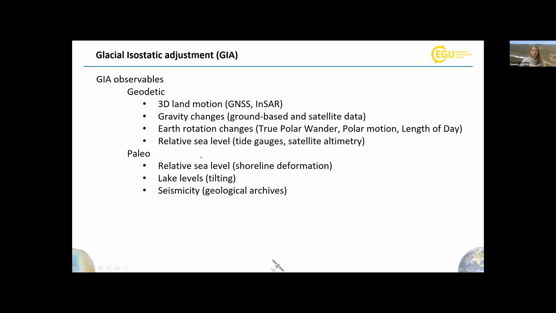In addition to this, we also have paleo observations, more geological observations. Again, relative sea level, where we observe the shoreline deformation, lake level tilting, and seismicity that we have seen in the past. I don't want to focus on these. I want to focus now on the geodetic observables today.